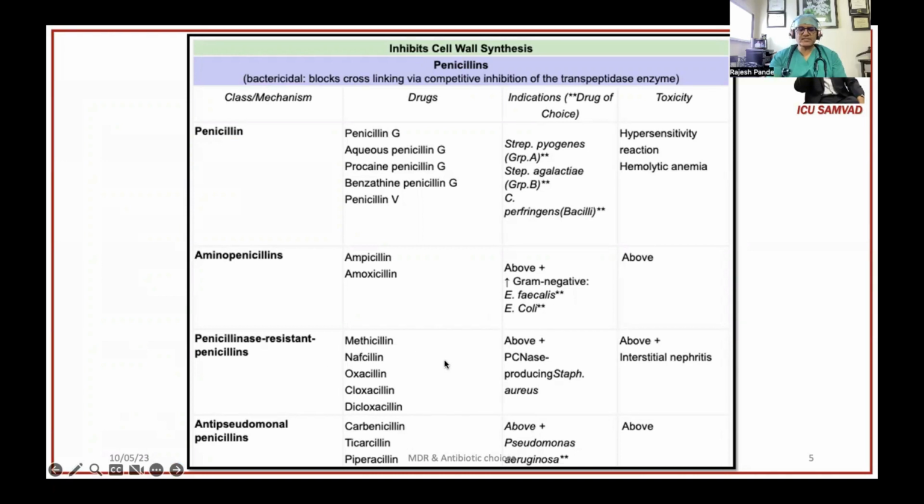Then we have penicillinase-resistant penicillins. So we have oxacillin, nafcillin, cloxacillin, etc. They will work against all these organisms, plus penicillinase-producing Staph aureus also. Here there is also a problem of interstitial nephritis. Then we have a group called anti-pseudomonal penicillins, which includes carbenicillin, ticarcillin, piperacillin. We use ticarcillin-clavulanate and piperacillin-tazobactam, so we combine them with BLIs in our clinical practice. They also act, in addition to these, against Pseudomonas aeruginosa, and the problems are the same.